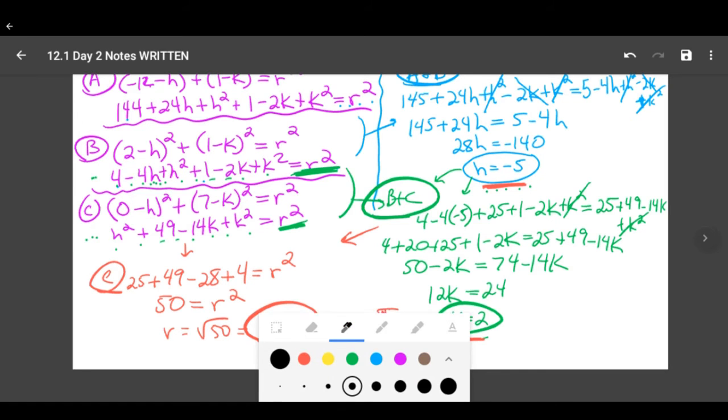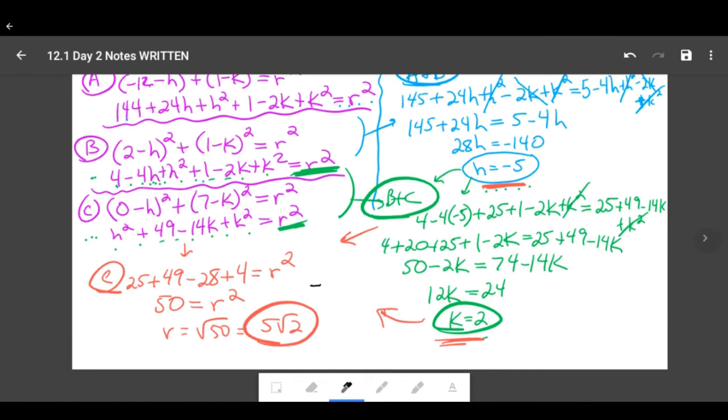Okay, so I'm going to go here. I'm going to say, all right, I have negative 5, comma 2. That is the center of my circle. Negative 5, comma 2. And 5 radical 2 would be my radius. Okay, so there we go.